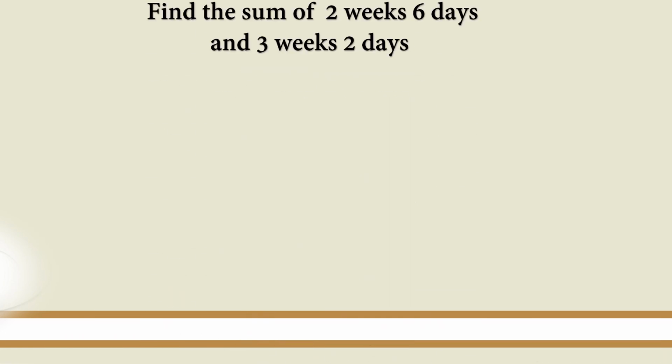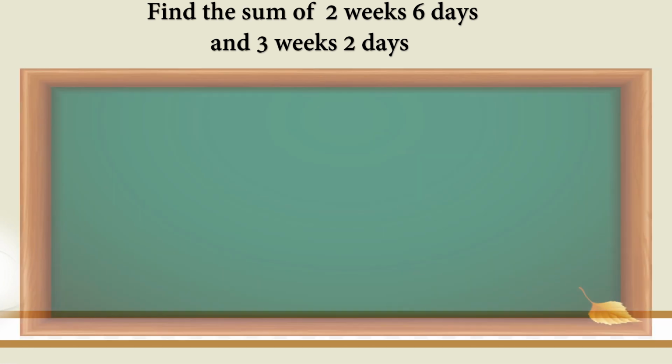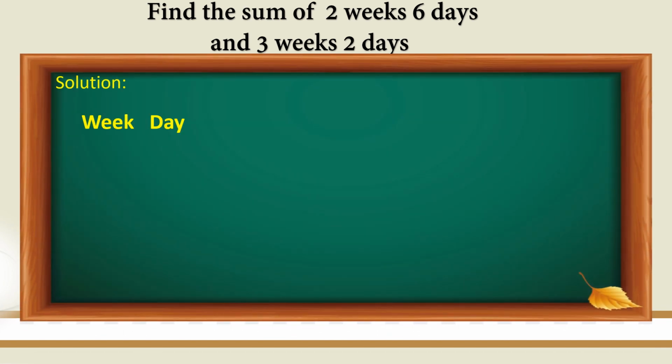Next example. Find the sum of 2 weeks, 6 days, and 3 weeks, 2 days. For the solution, put the two units, week and day, and then the first time given, we have 2 weeks and 6 days. The second time given, we have 3 weeks and 2 days. So since we have sum, what symbol do we need to use? The answer is plus sign. So let's answer the day first. 6 plus 2 is equal to 8, and then the week we have 2 plus 3 is equal to 5.